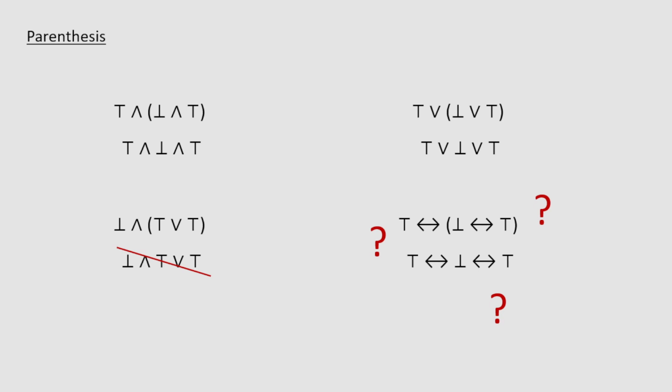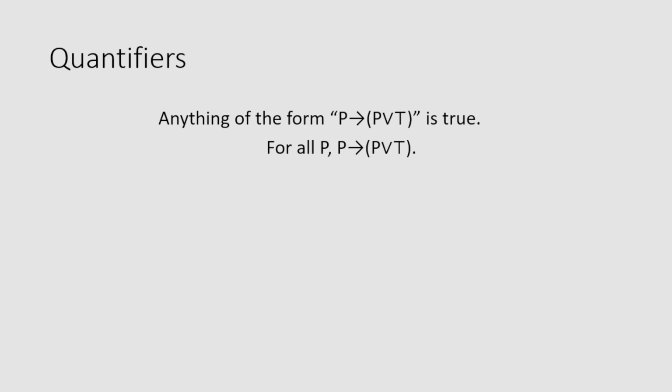Okay, so this is all very clear and concrete, but what if we want to make statements in our logic that are a bit more general? For example, we might want to state that anything of the form P implies P or true is true for all possible statements P, whether P is the statement unicorns exist or the earth is round. So P here is like our variable. The way we say that P implies P or true is true for all statements P is: for all P, P implies P or true.